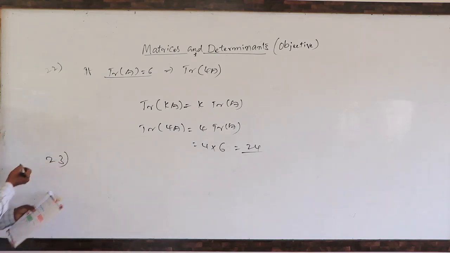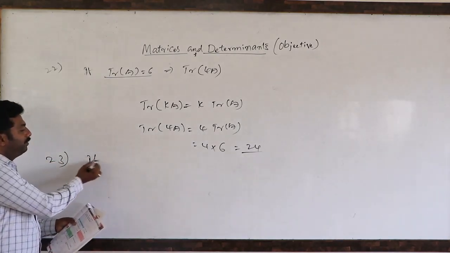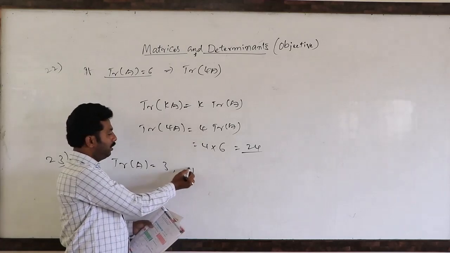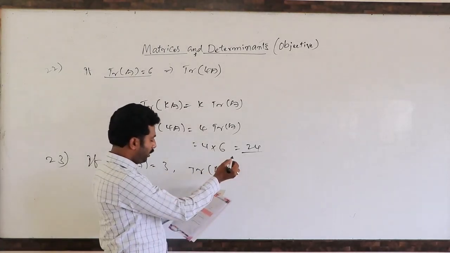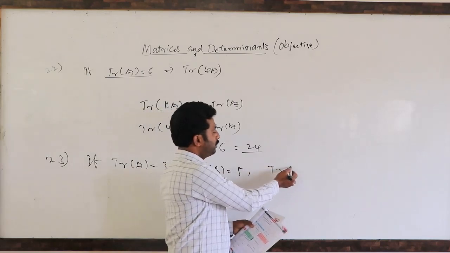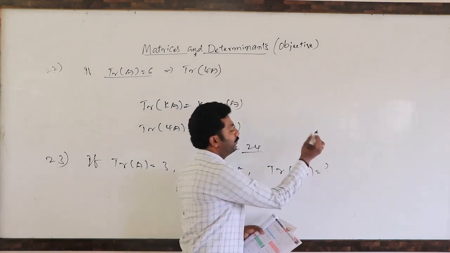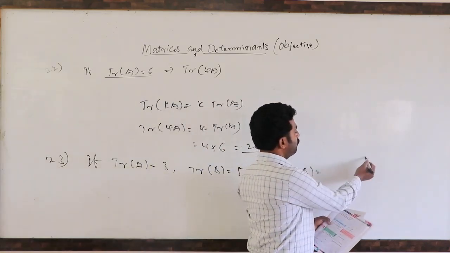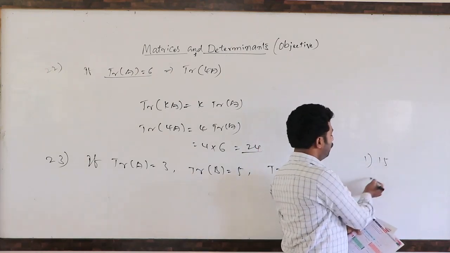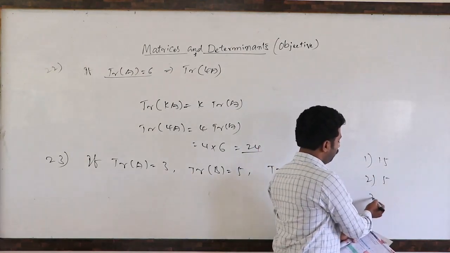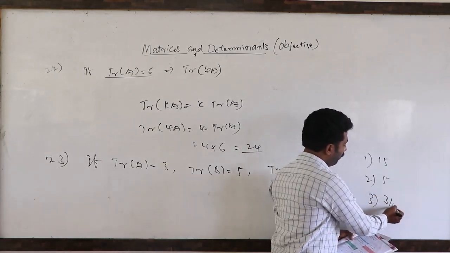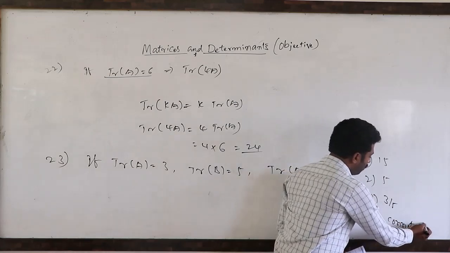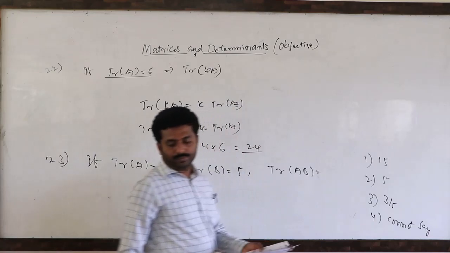Next, the 23rd question. If trace of one square matrix A equal to 3, and trace of another square matrix B is 5, then what is the trace of AB? Once we see the 4 options: first option is 15, second option is 5, third option is 3 divided by 5, fourth option is cannot say anything.